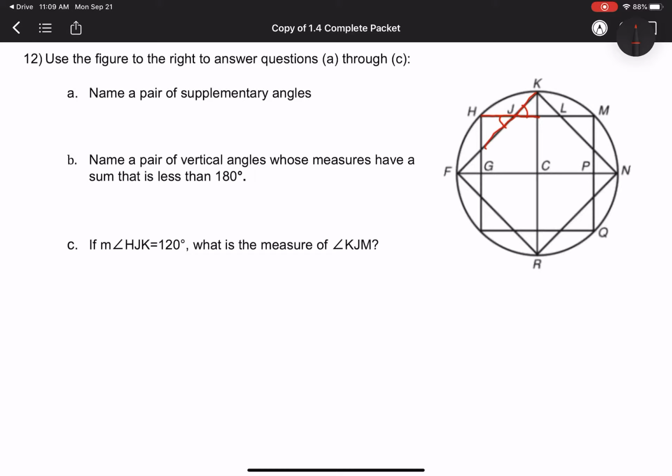So I have H, J, F for one of those, angle HJF, and the other one is angle KJL. But you also could call that second angle KJM, because point M is on that same line. It doesn't matter which points you use. There are other examples. You could use a different example as well, as long as you have found a pair of vertical angles that the angles themselves are acute.